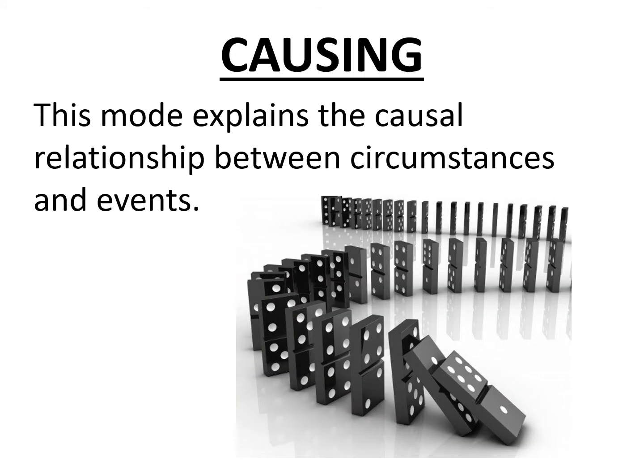Causing is the mode of explanation that relies on cause and effect. In other words, you might explain how certain circumstances caused events or how an outcome came to be. Causal explanations can move backward or forward through time, from cause to effect or from effect to cause.